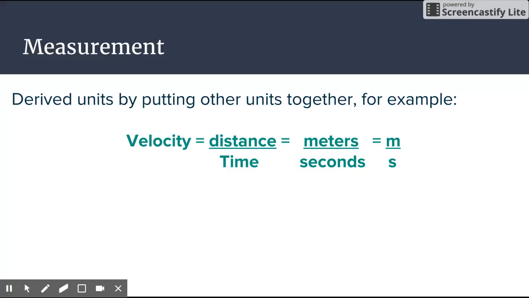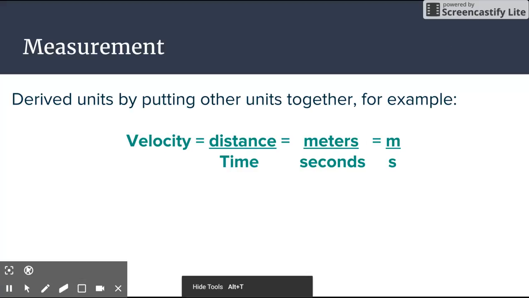That is the end of our measurement notes.